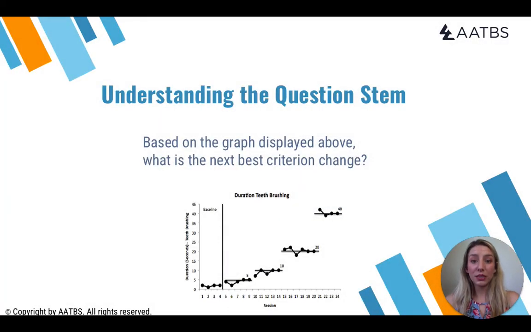So let's break down this question stem. This question provides the reader a graph and asks the reader to demonstrate their understanding of changing criterion design. So what keywords did you identify here to help lead you to the correct answer? Take a moment and see if you can identify any now.